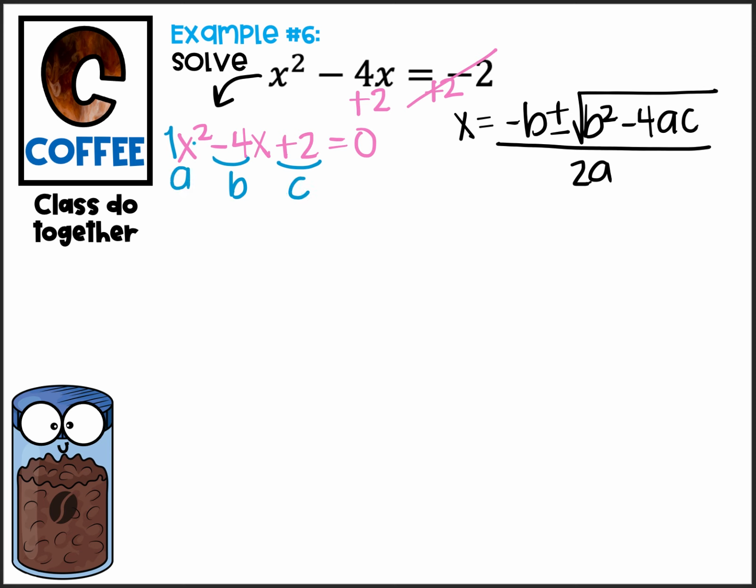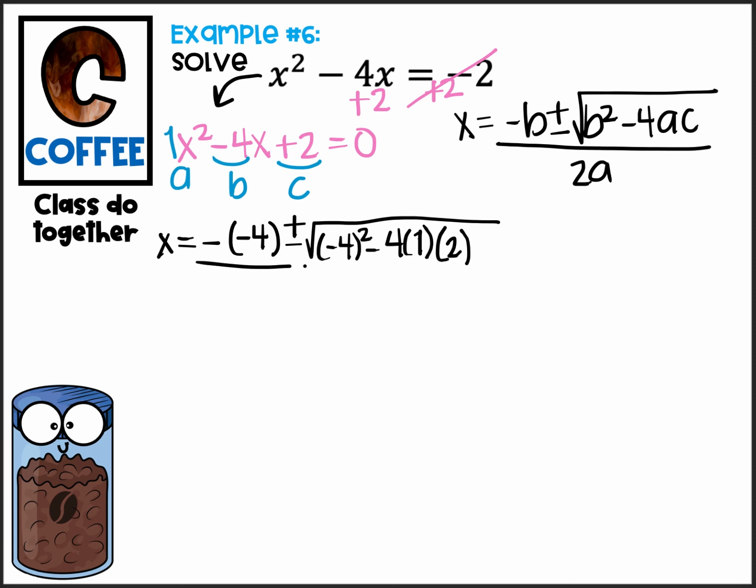And then you substitute in your quadratic formula. x equals negative negative 4 plus or minus the square root of negative 4 squared minus 4 times 1 times 2. Everything divided by 2 times 1, which is 2. I'm still going to put the 1 there.